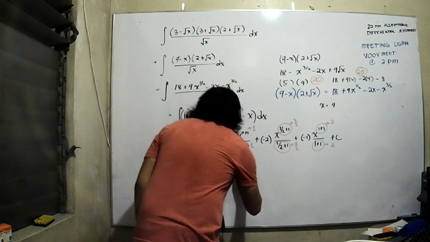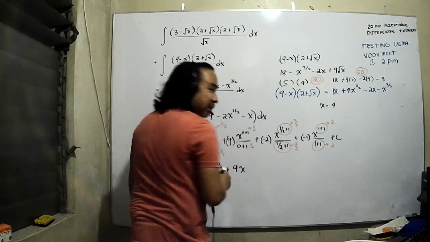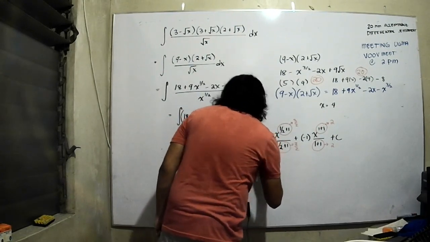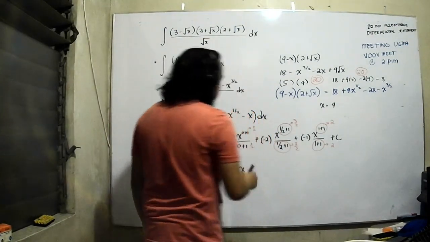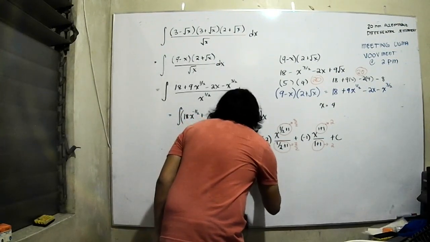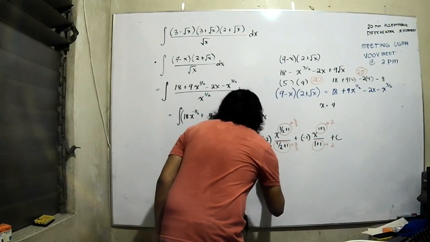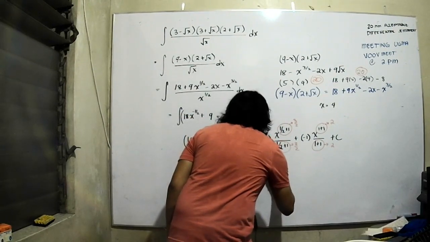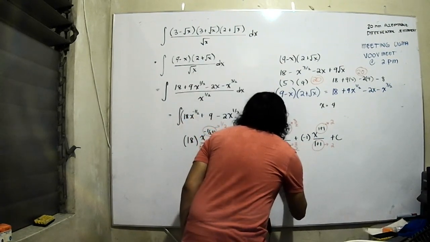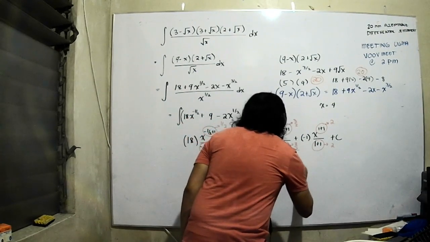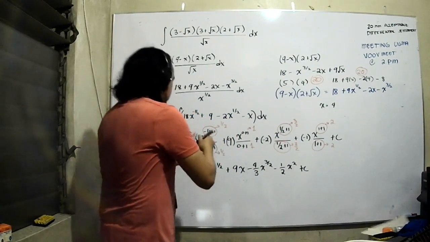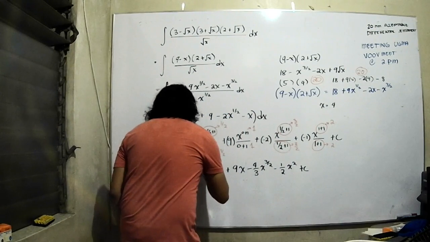That should be equal to 9. Then this is 3 halves: 2 divided by 3 halves should be equal to 4 over 3, so minus 4 over 3 x to the power of 3 halves. And the last, 2 minus 1 half is what remains, so this should be x to the power of 2 plus C. And this is our final answer. Okay?